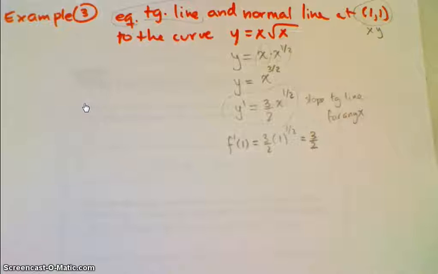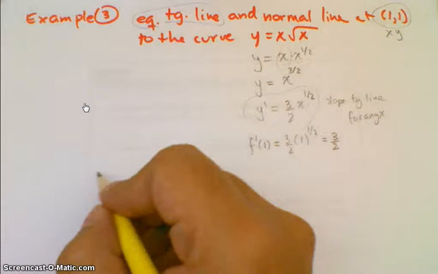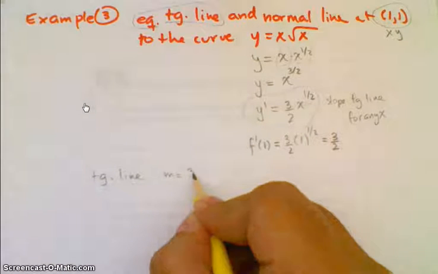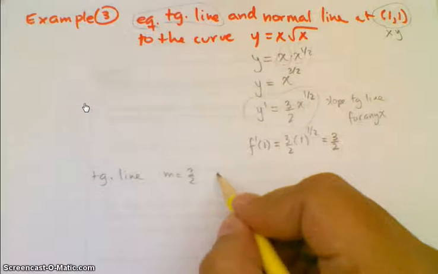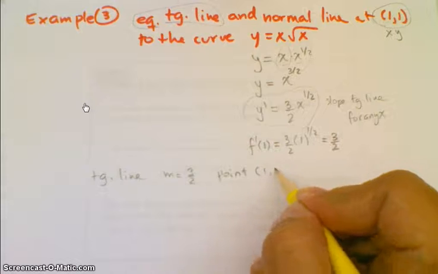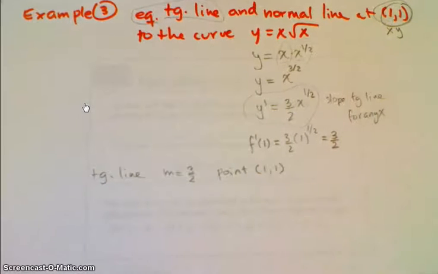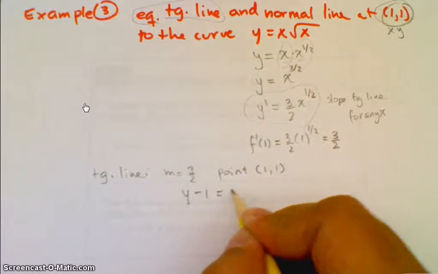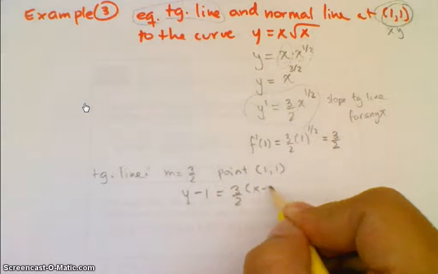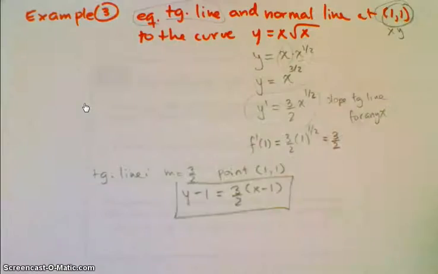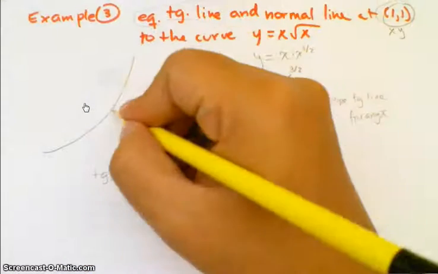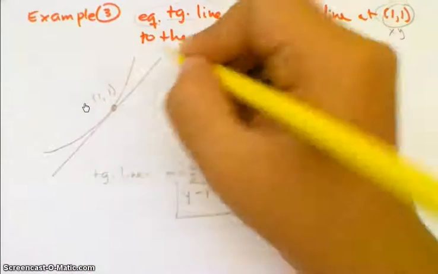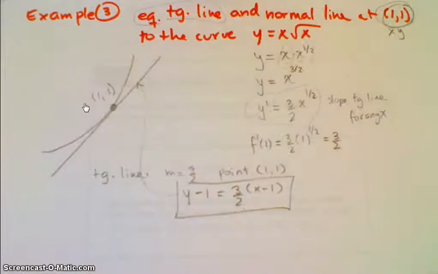So I have the slope of this tangent line. What else do I need to write an equation? I need a point. So the tangent line has a slope 3/2, and it has a point, which is the point 1, 1 given right here. So I only have to put them together. The tangent line has equation y minus 1 equals 3/2 times x minus 1. And that's a beautiful equation. Okay, so if I have a curve, the point is 1, 1. This is the tangent line, and its equation is exactly that.